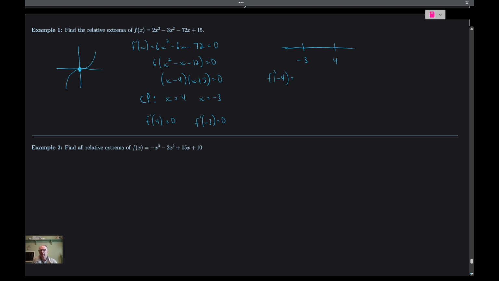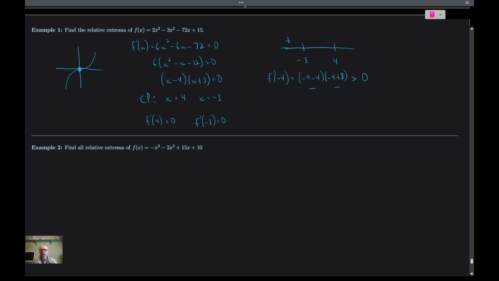So if we plug in -4 to this, we have -4 minus 4, -4 plus 3. Now, you don't really need to write this out, but I'm writing this out so you can see what is going on in my mind. If we plug in -4, that is a negative, and then -4 plus 3 is also a negative. So that is going to be greater than 0 because we have a negative times a negative. So that tells us that we are increasing from -infinity to -3.